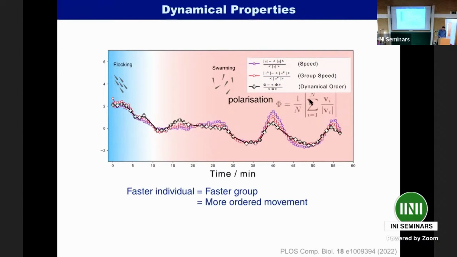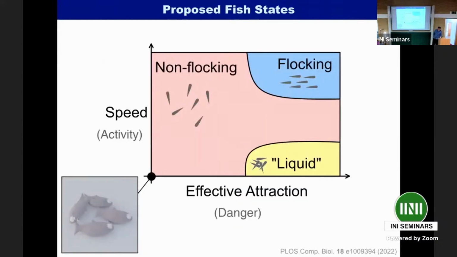This was the polarization that I mentioned previously, and we can see that the speed is highly correlated with the dynamic. So we can measure properties of the fish much as if they were active colloids. So we had some ideas for the states.